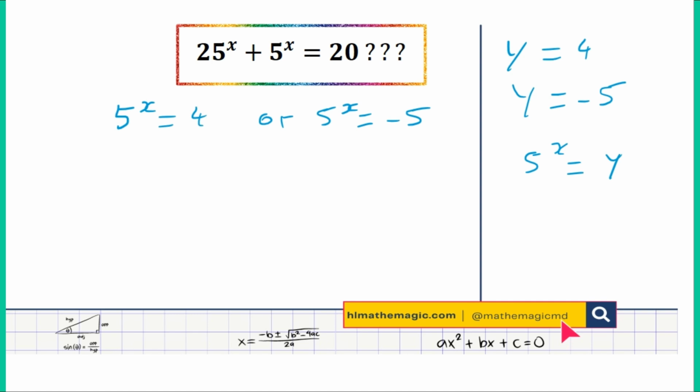And so I'm nearly finished here. 5 to the x equal negative 5 is actually technically impossible, as a power of 5 must be strictly positive, so this is not going to have any solutions. However, 5 to the x equal 4 will have solutions, and so we can focus on this side of the equation. The way that we can solve this is perhaps by using a graph or using a log calculator. So I'll show you how to use a graph first.